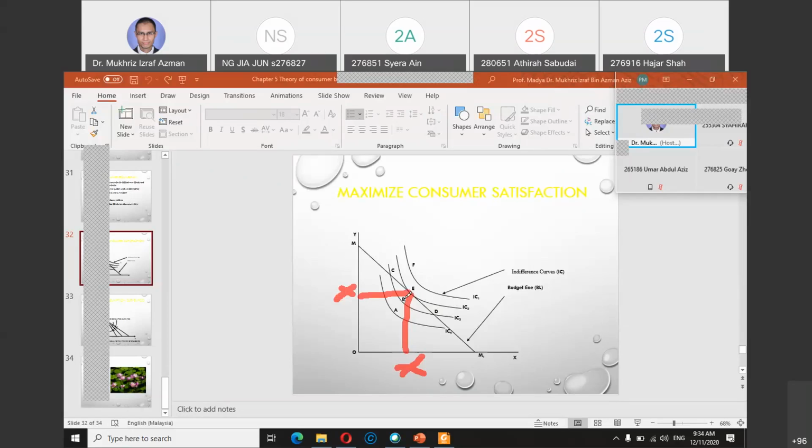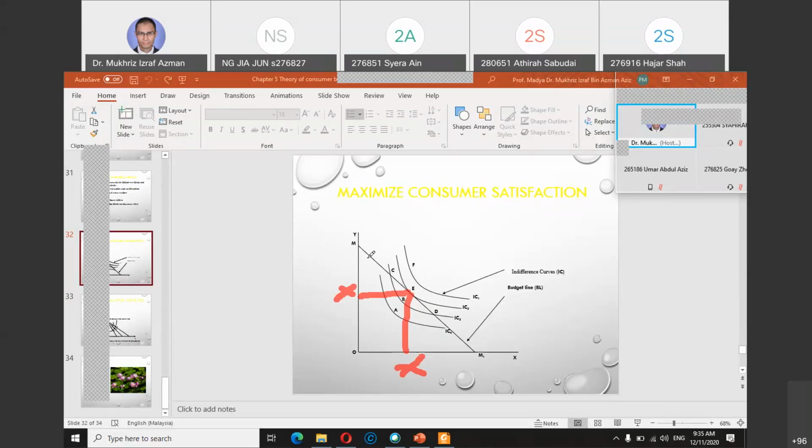Of course, B and A are still possible, but it's not logical for this consumer to go for A or B, because A and B are lower than point E, correct? As a logical or rational consumer, more is always preferred to less. So E is more than B and A, and of course the consumer will not go for A and B. But any point above E is not achievable, not possible because of your limited income.